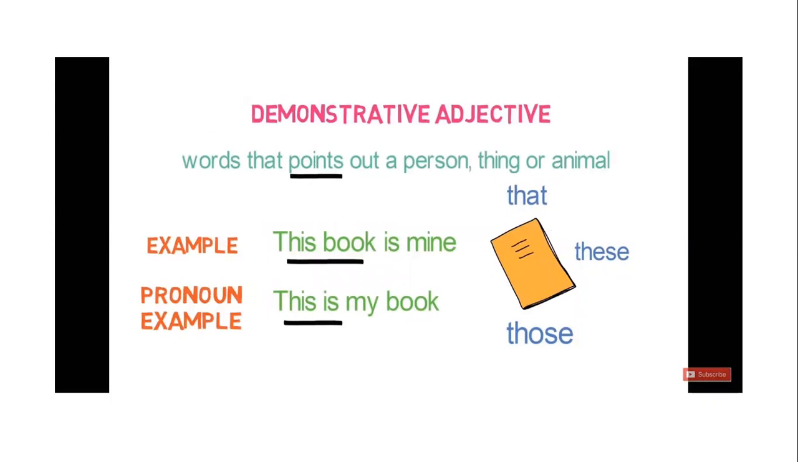Demonstrative adjective: a word that points out a person, thing, or animal. Here you must ensure that you know about the pronoun and you know about the demonstrative adjective. Now here, this is also used as an adjective. This book is mine. The same this is used as a pronoun. This is my book. Here this shows itself as a pronoun, but in this book is mine, it is called a demonstrative adjective.